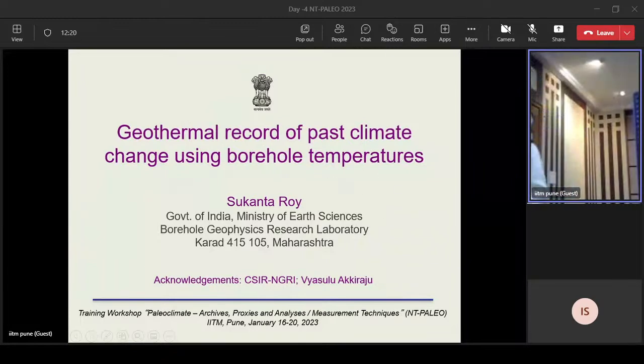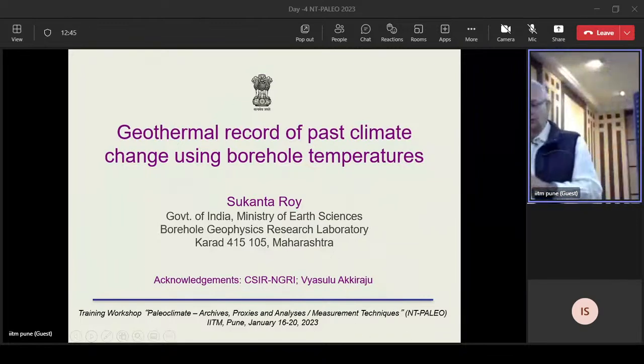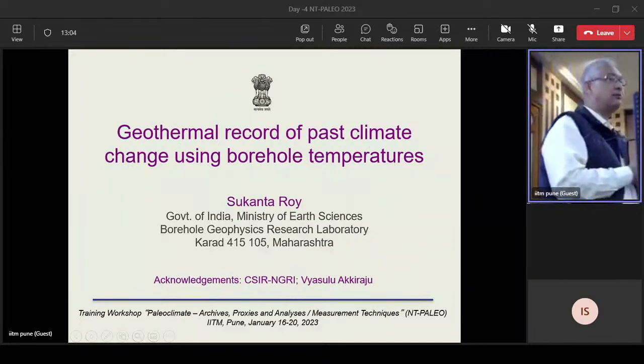As Dr. Naveen Gandhi mentioned, I would like to introduce a somewhat less commonly used method to reconstruct past temperatures. I am not really going to talk paleo, but the past few decades to few centuries, and how borehole temperatures, that is, temperatures measured as a function of depth inside the earth, can tell us about past temperature changes that have happened in the past few centuries.